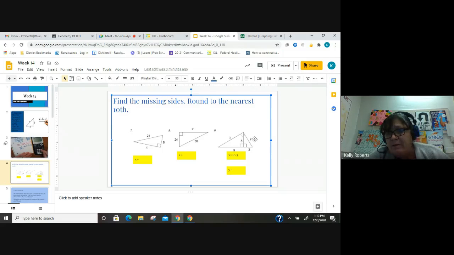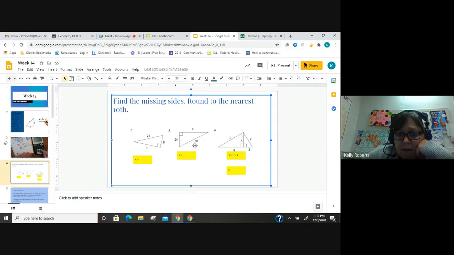Now the hypotenuse is always the longest side. 5.8 is longer than 5. 10.3 is longer than 9. So make sure your answer makes sense. So that's that problem. Now I'm going to jump back to this one where I have the hypotenuse.